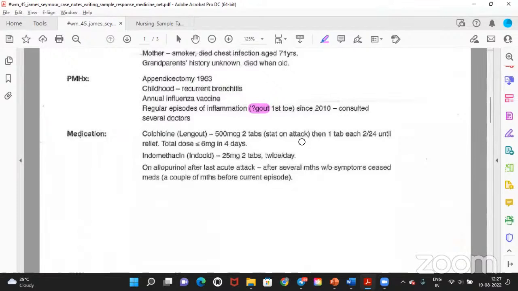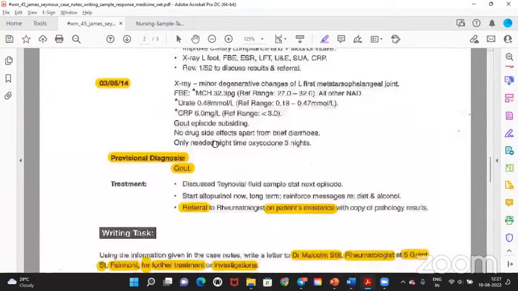Okay. He consulted several doctors. Possibility of gout is there here. It's not confirmed. So how can you write that recurrent attacks of gout? It's regular episodes of inflammation. So this doctor has presented it wrongly there. Inflammation is there; the gout is only not confirmed. So you cannot write it like that. Possibility is there. So this is still the provisional diagnosis stage only. It's not the diagnosed stage.